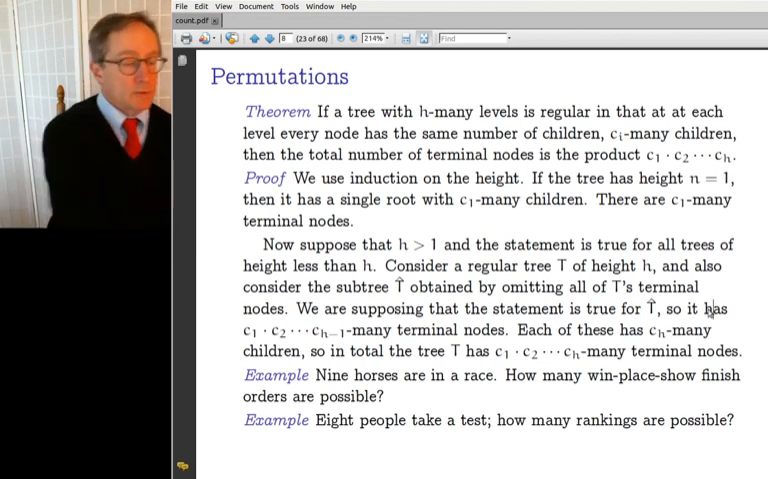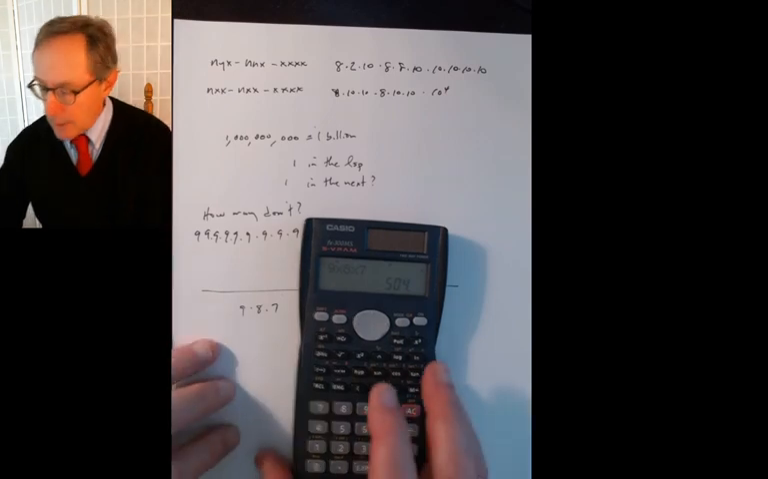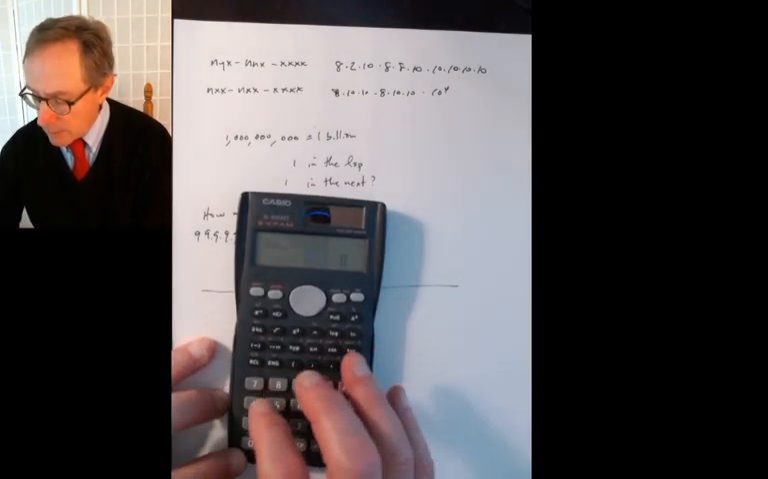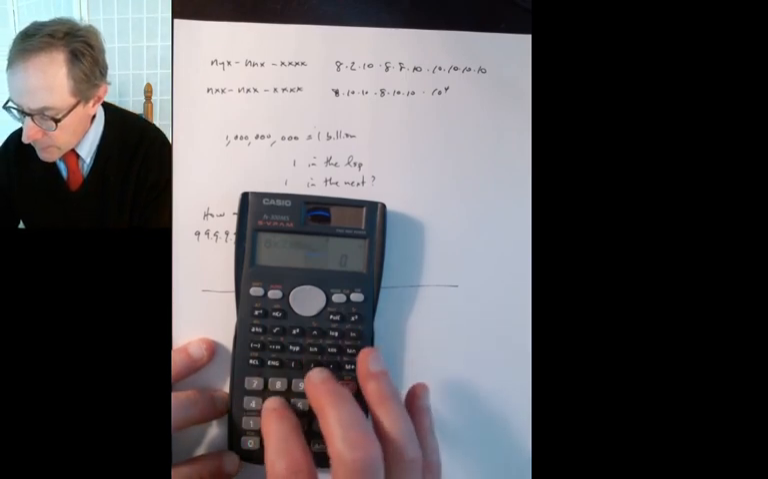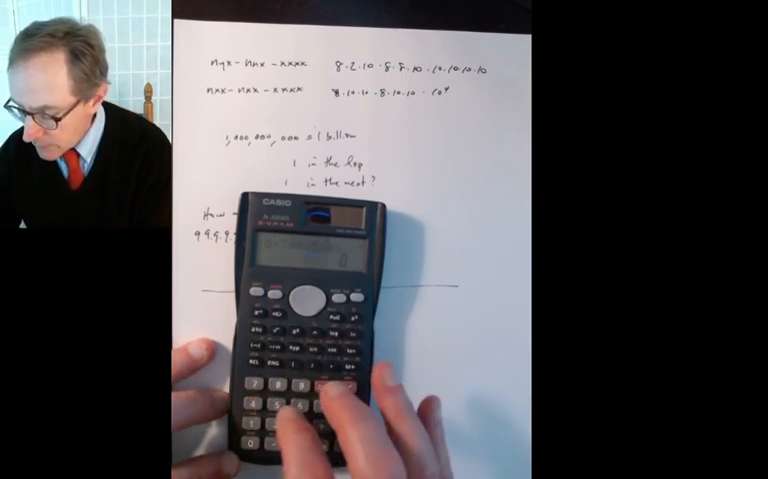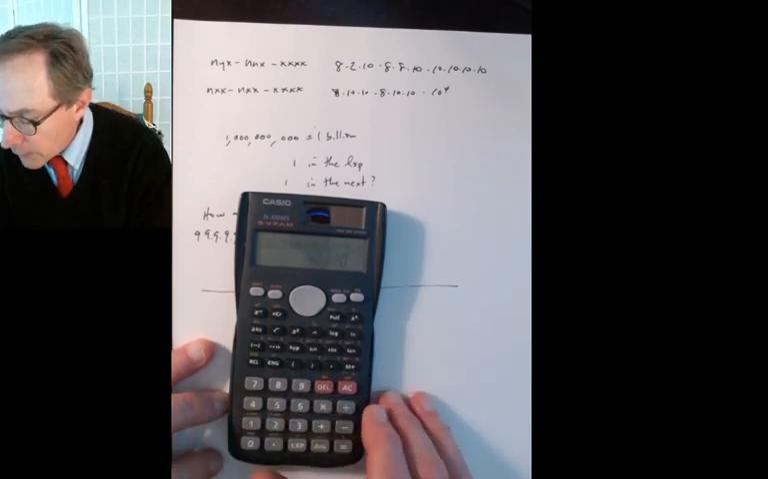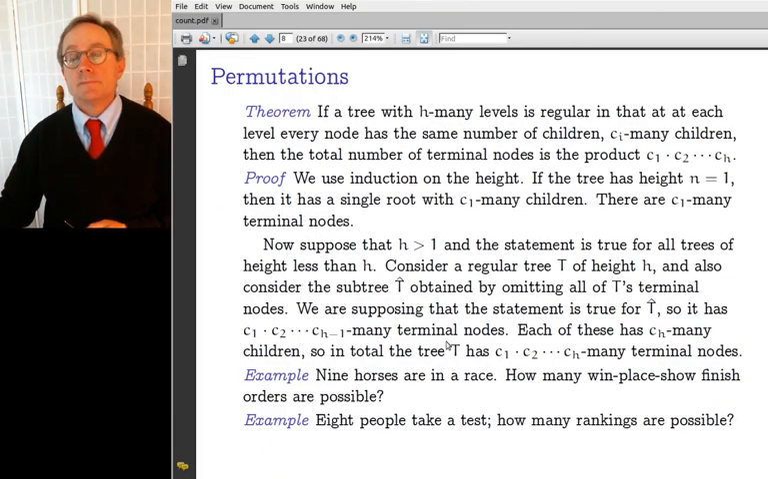And so let's do that multiplication here. I told myself I was going to multiply these at least up till some point. So 8 times 7 times 6 times 5 times 4 times 3 times 2 times 1, and I end up with 40,320. Which again is surprisingly large.